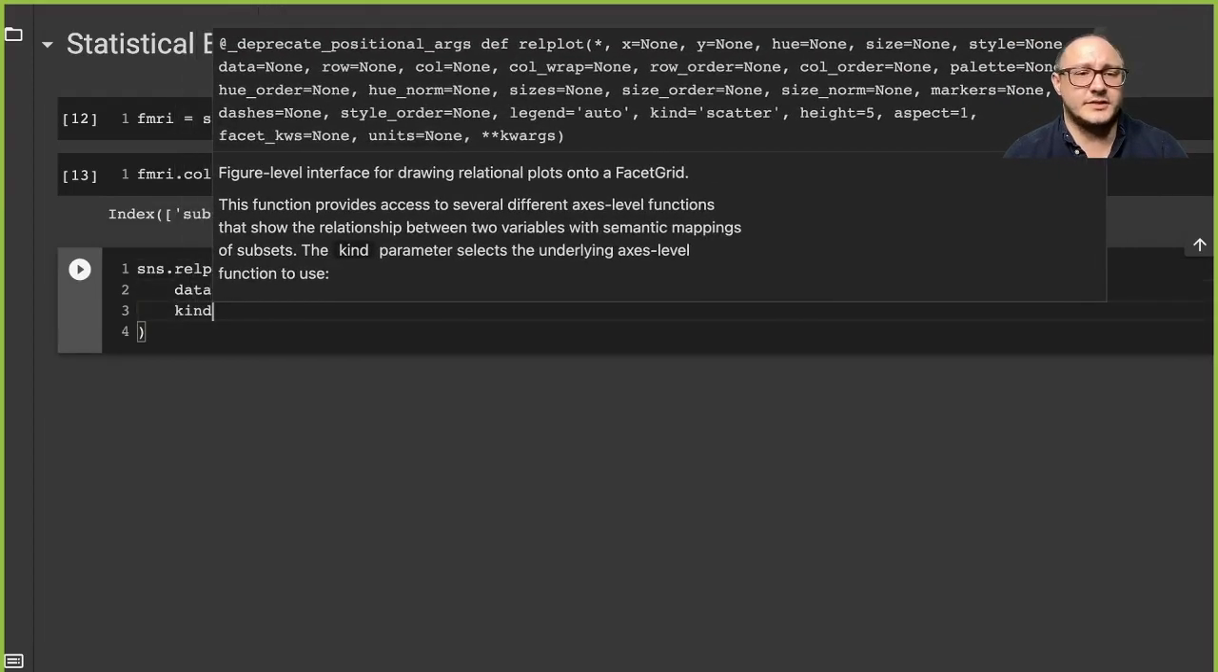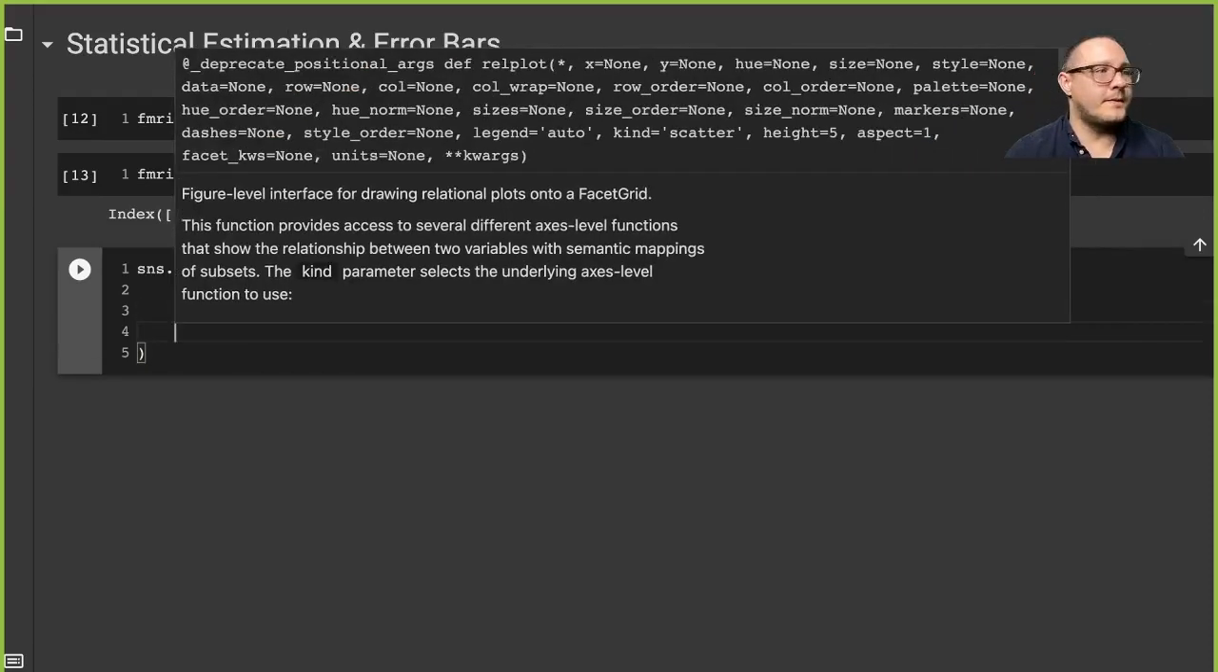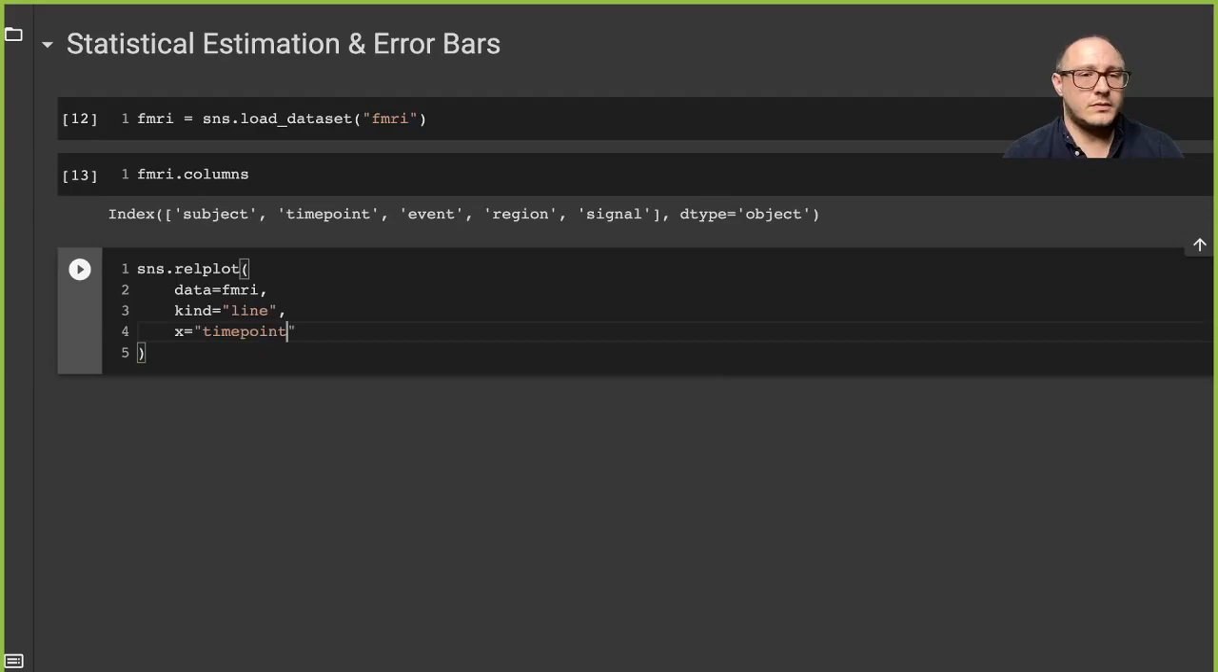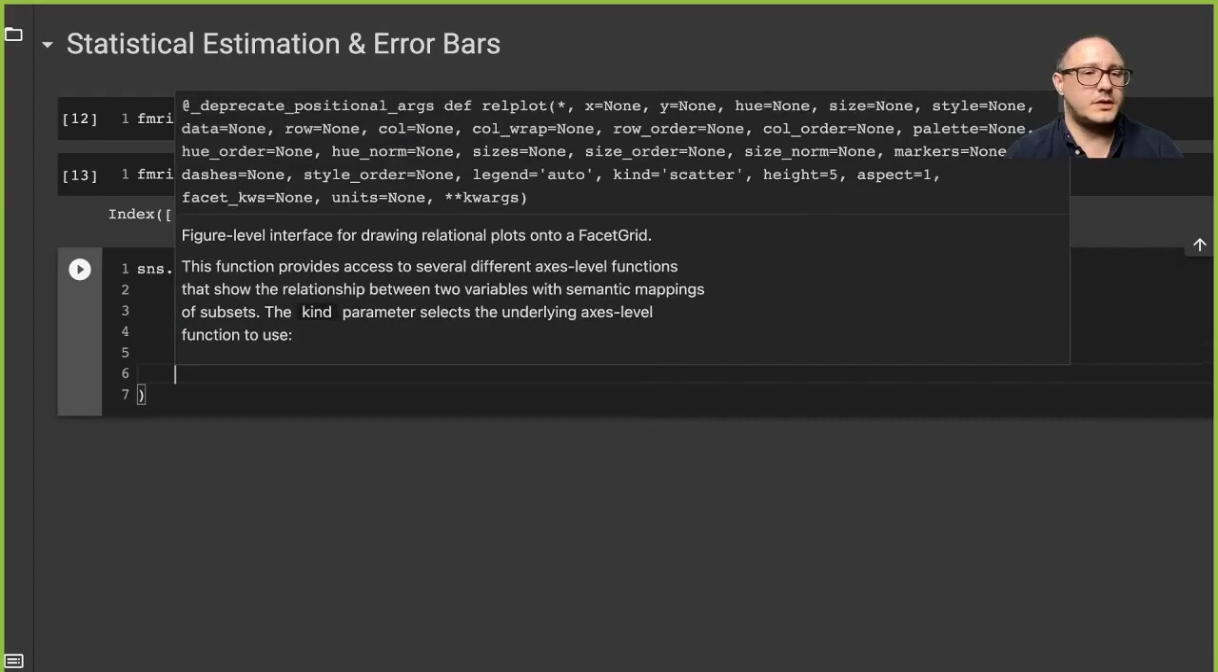Now, I have a tendency to always keep these labels. For my arguments, I always label my arguments. You don't have to, but then you have to memorize what order they're supposed to go in. So I would highly recommend you always keep everything labeled so that it doesn't just go to the defaults. We want a line plot. x is equal to time point, y is equal to signal.